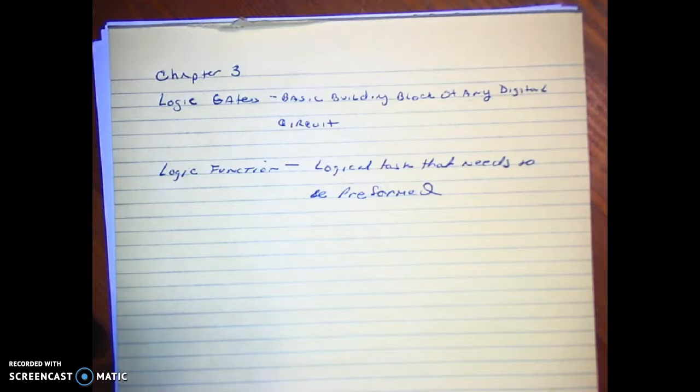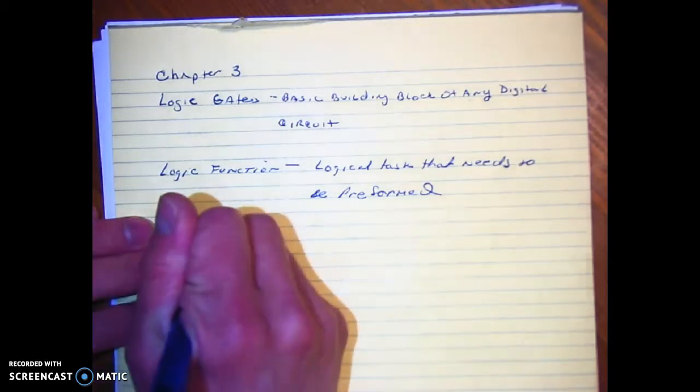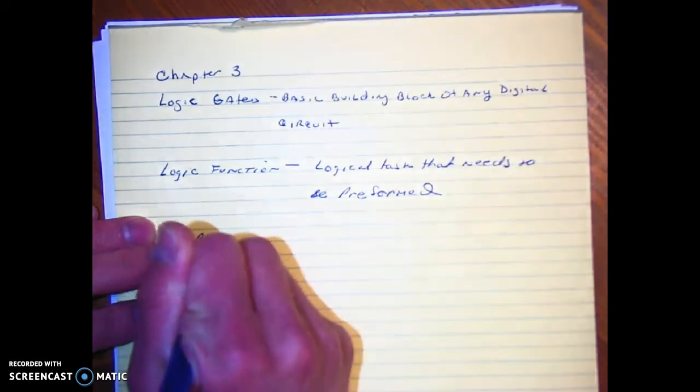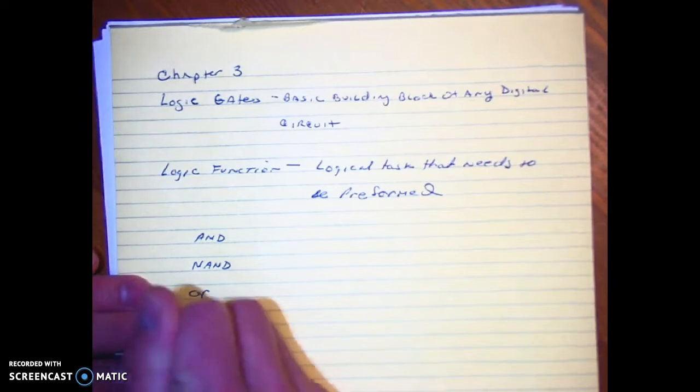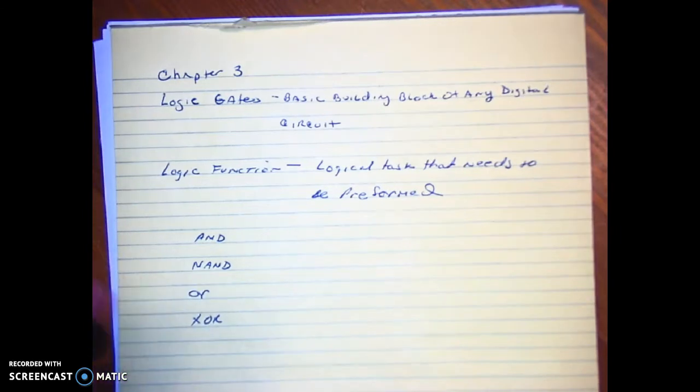Okay, so there are different types of logical functions we use. There are what we call AND gates, NAND gates, OR gates, exclusive OR, and so on. There's a bunch of them, and we'll get into them.